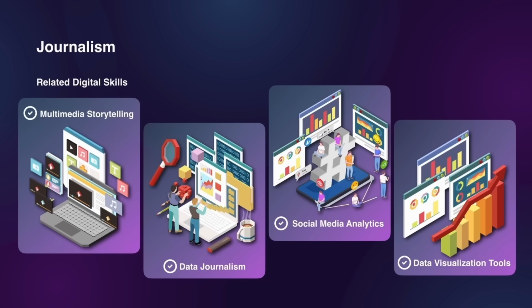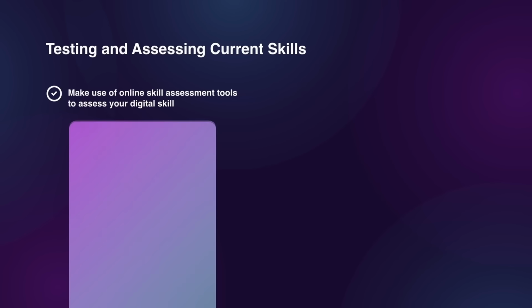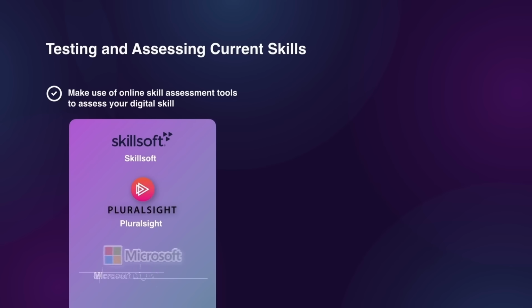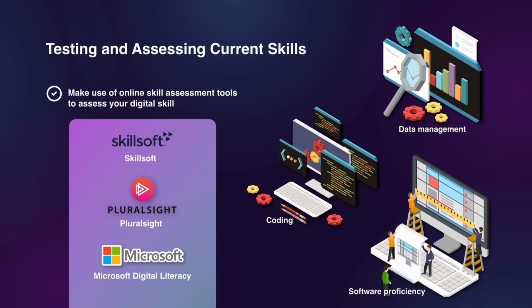These skills allow journalists to tell more compelling stories and reach a wider audience through digital channels. To accurately assess where you stand in terms of digital skills, take advantage of online skill assessment tools. Platforms like Skillsoft, Pluralsight, or even Microsoft Digital Literacy Tests can provide insights into your strengths and areas that need improvement. These assessments are usually tailored to specific competencies, such as coding, data management, or software proficiency.